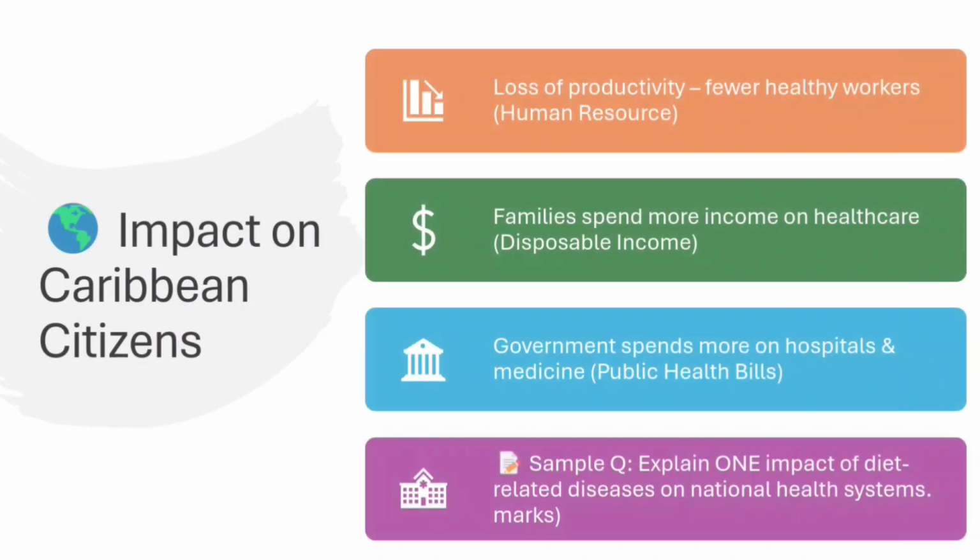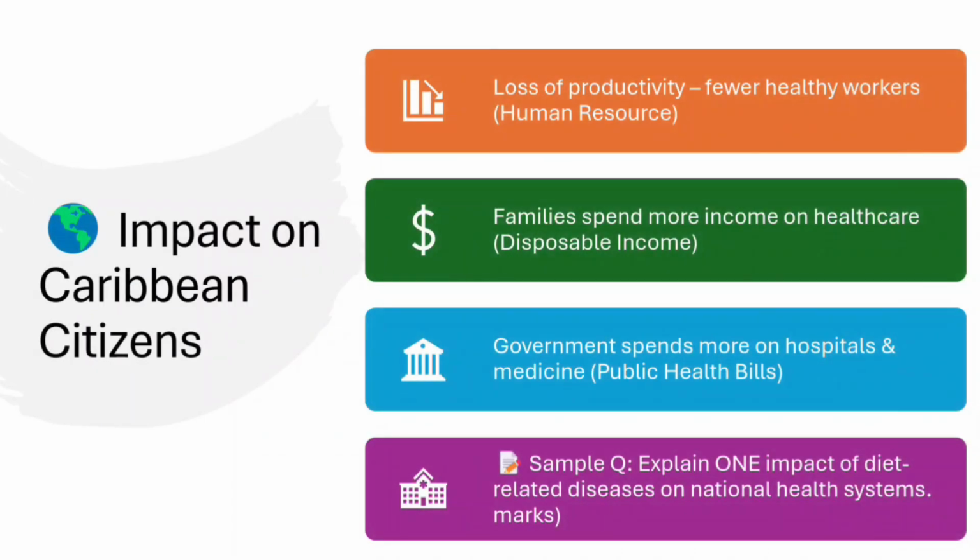All right, moving right along. So we have reviewed the types of lifestyle diseases and also diet related health problems, right? Remember, the two can be used interchangeably. Now let us look at the impact on Caribbean citizens. Or you could say what impact it has on the Caribbean, or what impact it has on your country, or it may say what impact it has on Caribbean people, right? So those phrases may be used interchangeably based on how the question is structured, right?